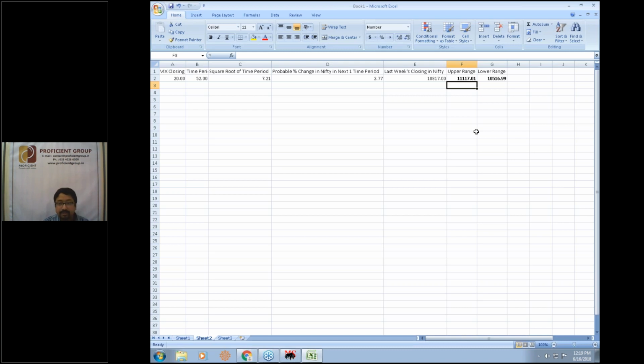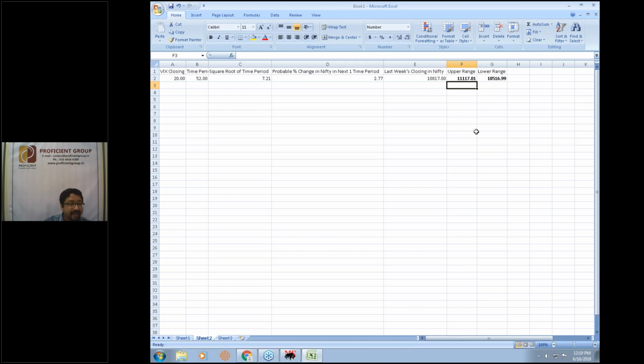12.07, that was the original. 10,998, that is the higher range, and 10,635, that is the lower range. Within this range, there is a 67% probability that Nifty will lie next Friday on a closing basis, right?